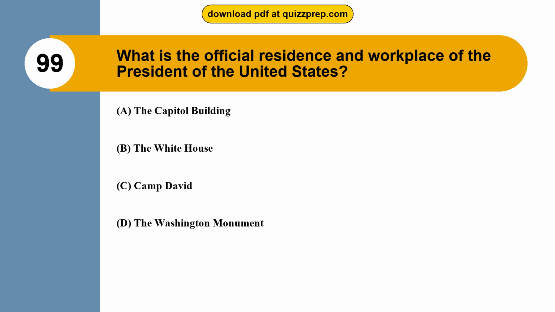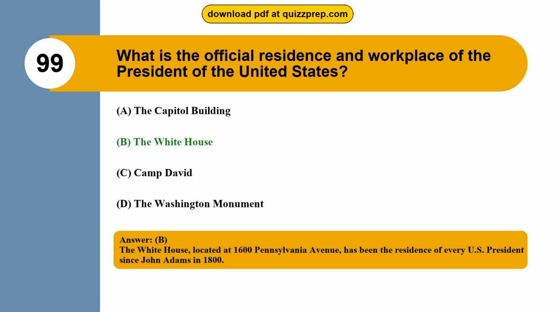Question 99. What is the official residence and workplace of the President of the United States? Option A, the Capitol Building. Option B, the White House. Option C, Camp David. Option D, the Washington Monument. The correct answer is option B, the White House. The White House, located at 1600 Pennsylvania Avenue, has been the residence of every U.S. president since John Adams in 1800.